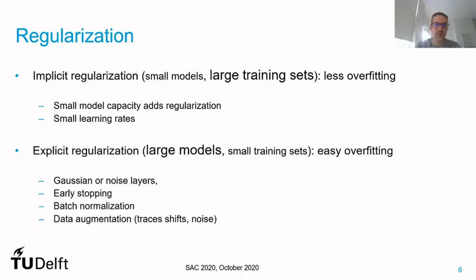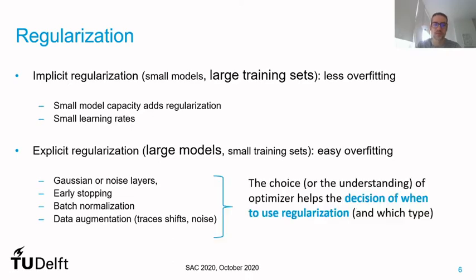You can also add explicit regularizations, and this is more convenient when you have large models and small training sets, because then you can overfit easily. Explicit regularizations are basically extra options that you can add to the neural network configuration or the training configuration in order to prevent overfitting. What we have observed in this work is that the choice and understanding of the optimizer behavior helps a lot in deciding when and if we need regularization, and which type of regularization we need during the training process.